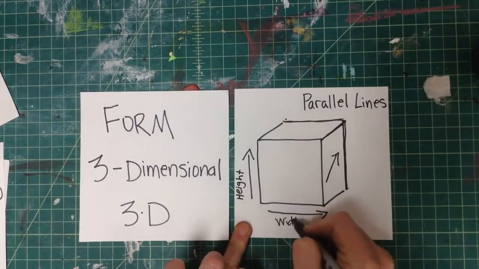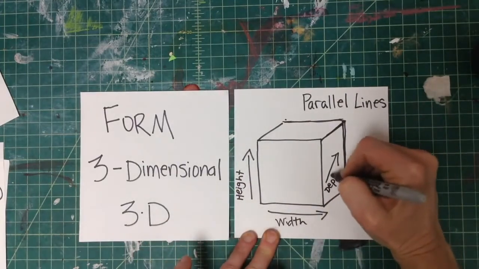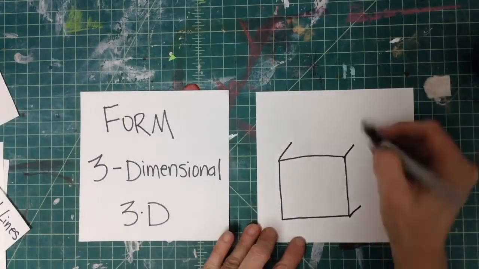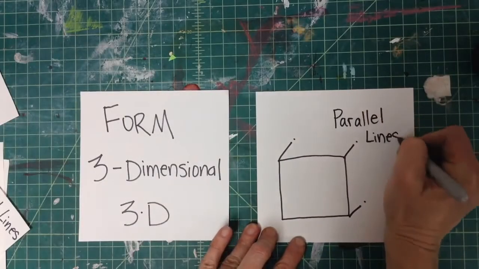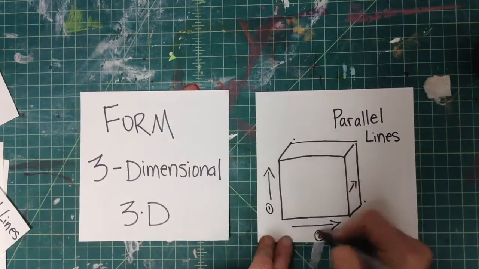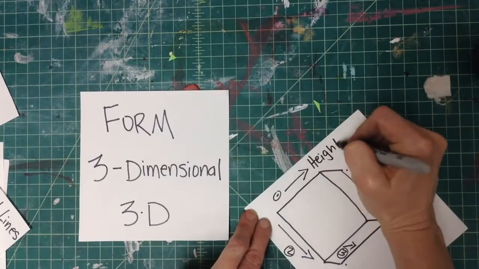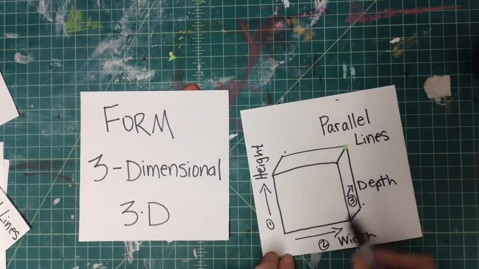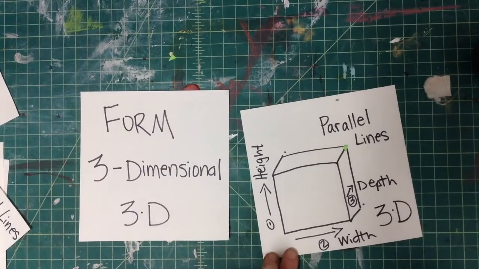I can measure how high it is, how wide it is, and how deep it is. I can measure height, width, and depth. Parallel lines connected by more parallel lines. Height, width, depth. 1, 2, 3. 3 dimensions. 3D.